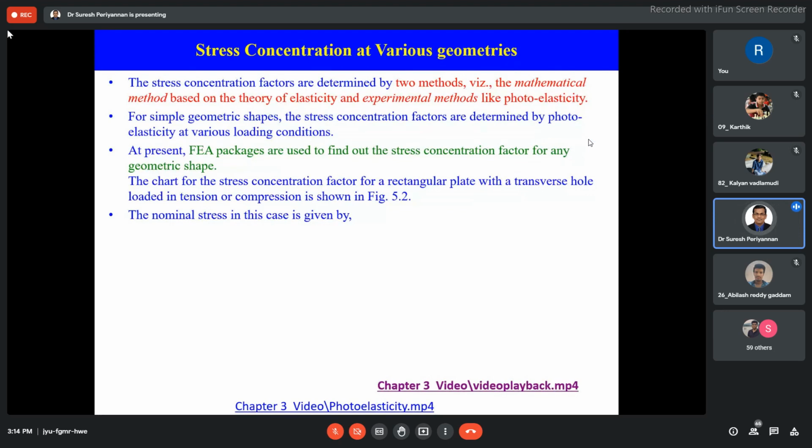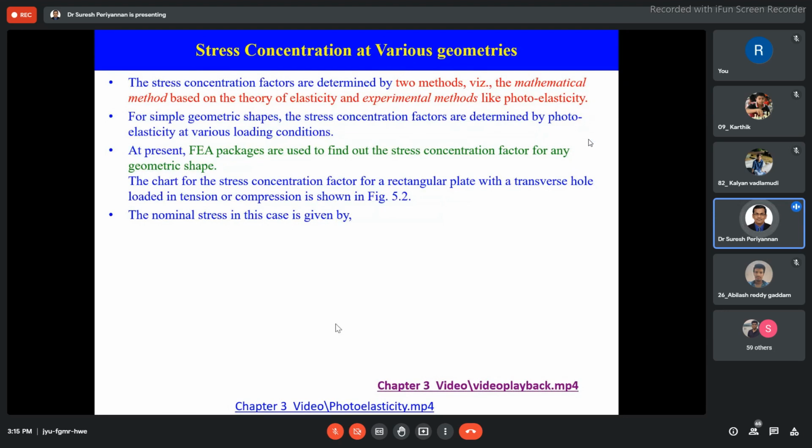Now here are the stress concentration factors for a rectangular plate with a transverse hole loaded in compression. We are going to see briefly at which condition we have to use the stress concentration factor value. For example, the bar may be subjected to tension with a hole.